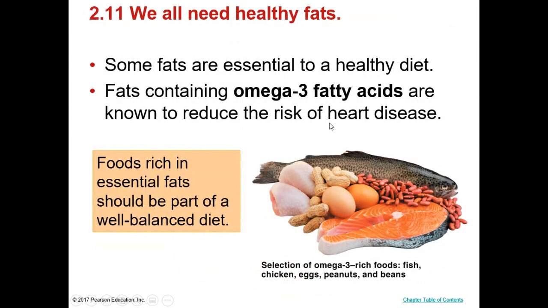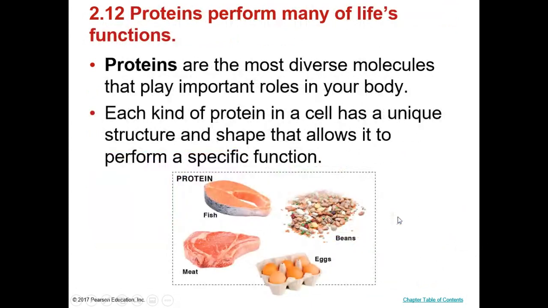Some of the healthier fats that we need to consume are called omega fatty acids, like omega-3 fatty acids. They have a more healthy origin, like lean meats, like chicken, beans, obviously eggs, fish, and so on. So let's move on to proteins.